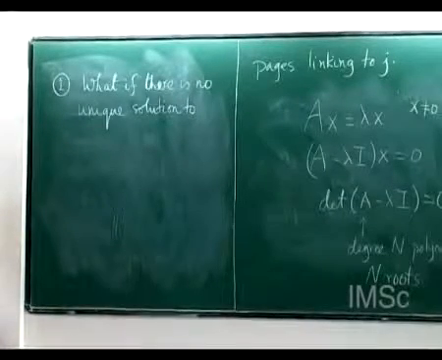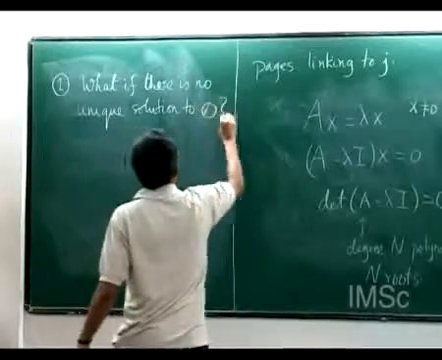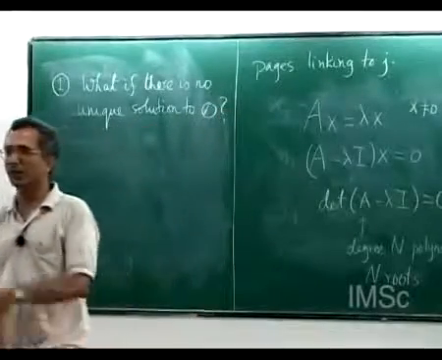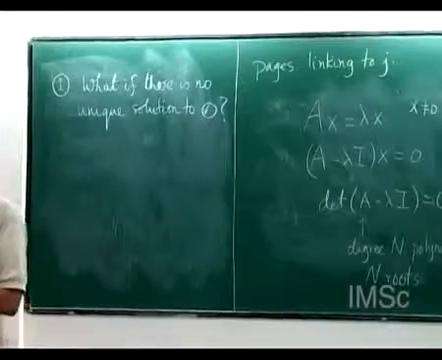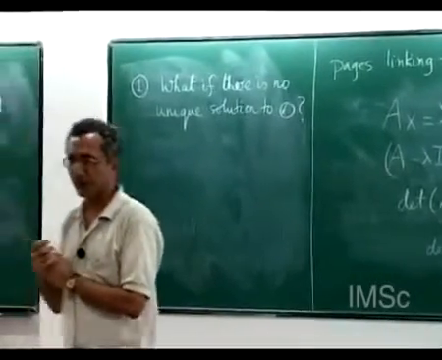Let's call this star. So if there is more than one solution, you have different conflicting page rank vectors. Which one do you take? How do you resolve that issue?